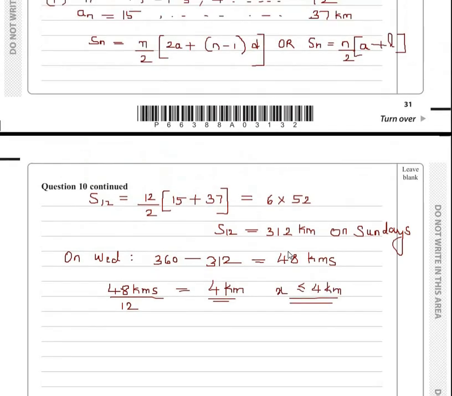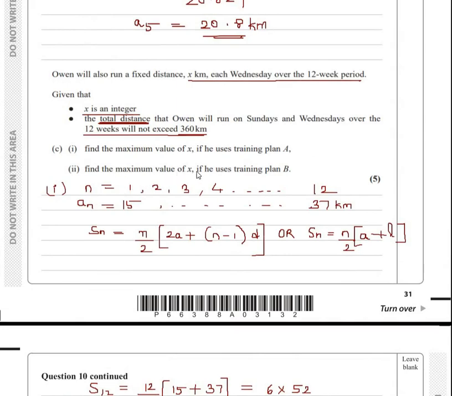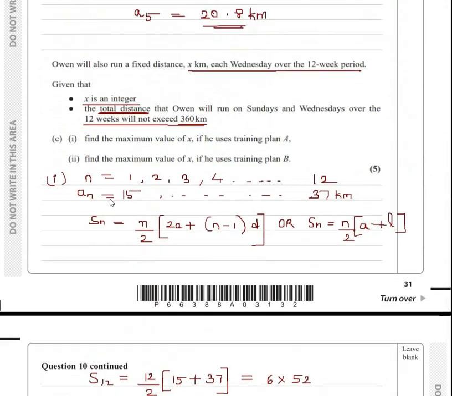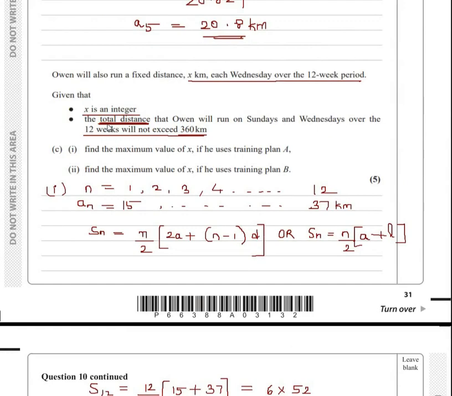Now let us look at the training model. Find the maximum value of x if he is using training plan B. So training plan B was using the geometric sequences. Let us write it down again. N is given as 1, number of weeks is 2, 3, and so on for 12 weeks. And he ran 15 kilometers and so on. And finally in week 12 he ran 57 kilometers. Here also we have to use the sum because they want us to find out the total distance.